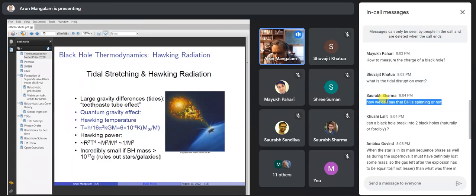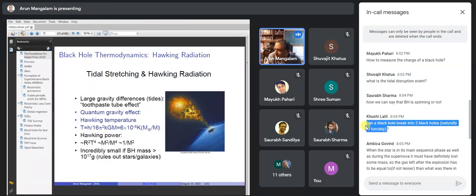So, can a black hole break into 2 black holes, naturally or forcibly? No, the reverse can occur. Once you form the event horizon, you cannot come out of it. So you can coalesce 2 black holes to form a black hole, but the other process is not possible. It's irreversible.